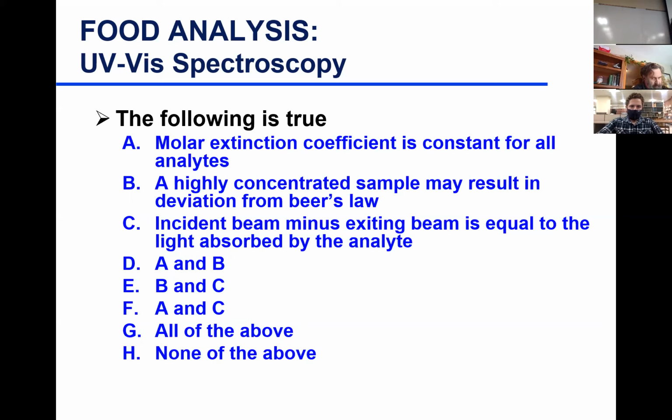And incident beam minus exiting beam is not equal to the light absorbed. There will be light that is reflected, there will be light that is scattered. So when the light hits your sample, some light gets reflected, some light gets scattered, some light gets absorbed, and then some light gets transmitted. So incident beam minus transmitted beam is not equal to absorption.